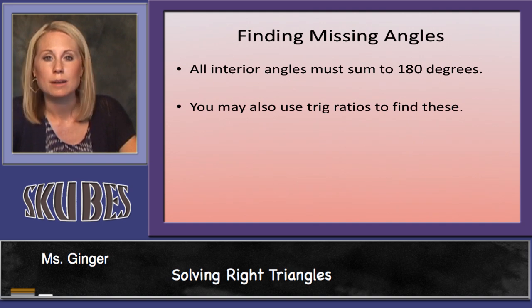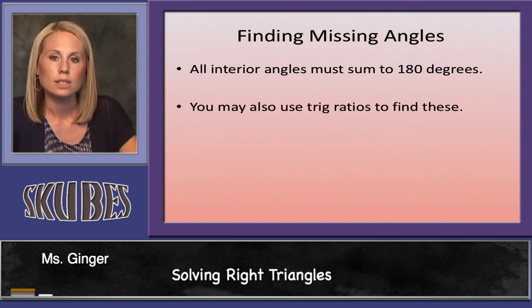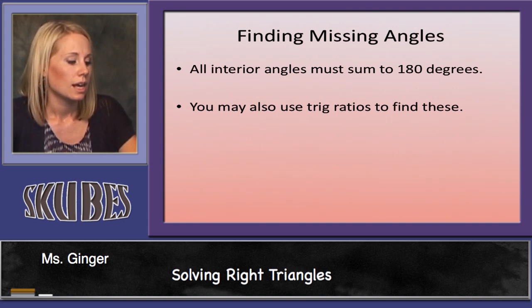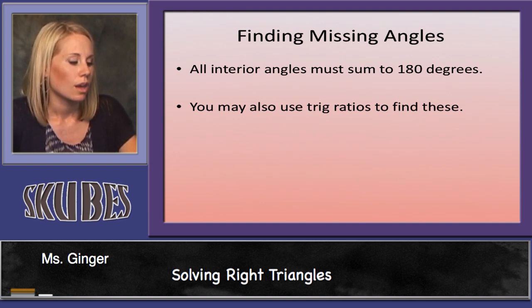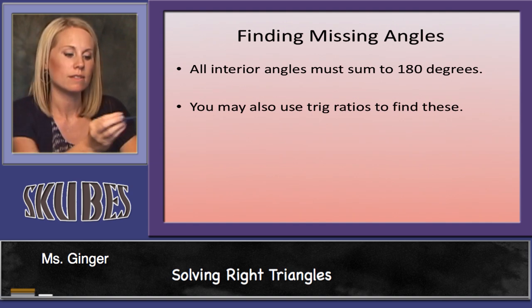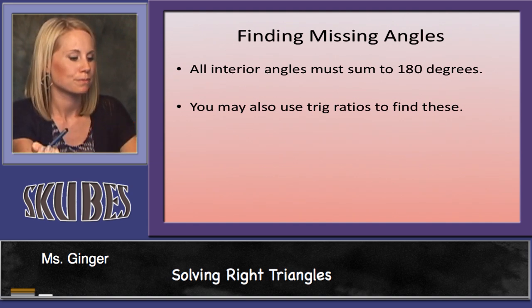You also might be asked to find missing angles. So you need to keep in mind that all angles in the interior of a triangle sum to 180 degrees. You can use that fact a lot of times when you're given two out of the three angles. You can just see whatever's left to add up to 180. Just add the other two, subtract from 180. Or you may also have to use your trig ratios to find these if that information is not available.